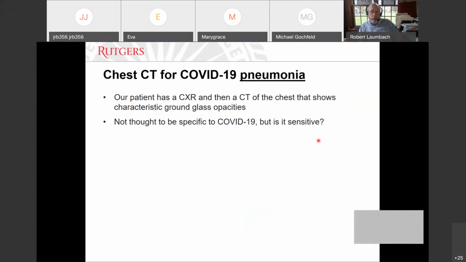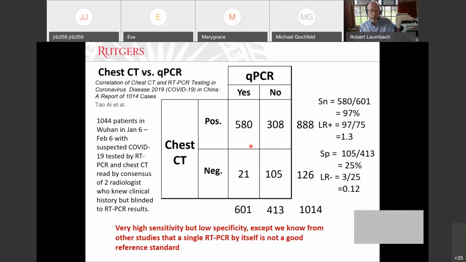So again, if our patient has a chest X-ray and then a CT of the chest that shows characteristic ground glass opacities, which are not thought to be specific to COVID-19. As the residents just mentioned, there are other causes, bacterial or viral pneumonia, that may look very similar. So it's not thought to be specific, but can it be sensitive?